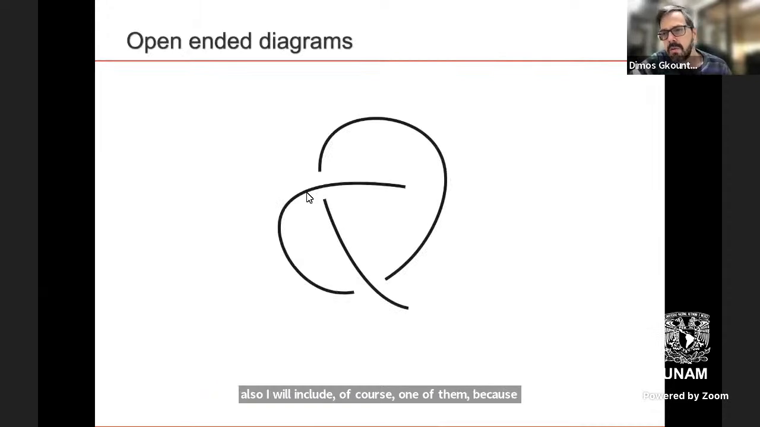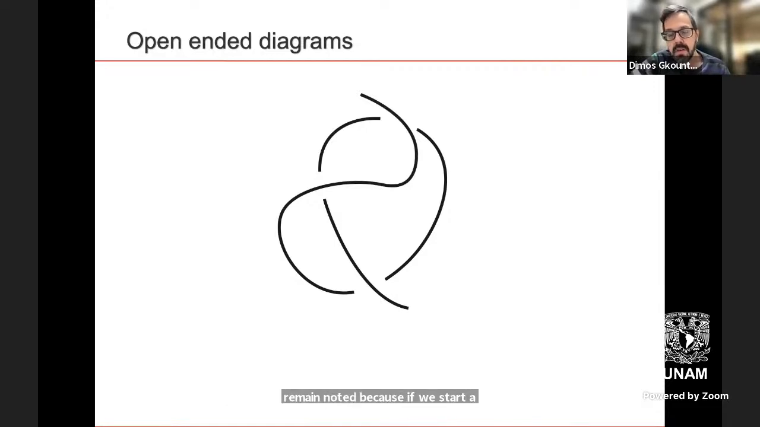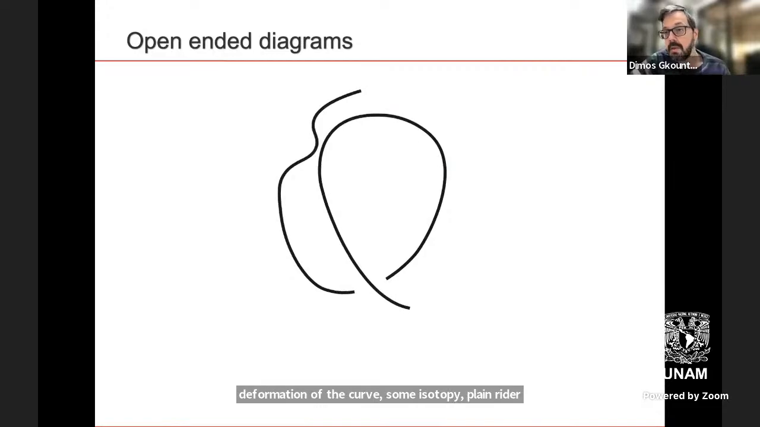So assume that we want to draw a knot diagram, okay? And somehow something happens and we stop midway, so we are left with this open-ended diagram. Now, with this diagram, nothing makes sure that this will remain knotted, because if we start applying any kind of deformation of the curve, some isotopy, planar Reidemeister moves, we can see that very quickly we can undo this open-ended diagram. And of course, what we know from knot theory is that we need a closed curve to define a knot. So how can we define some kind of knotting in an open-ended diagram?